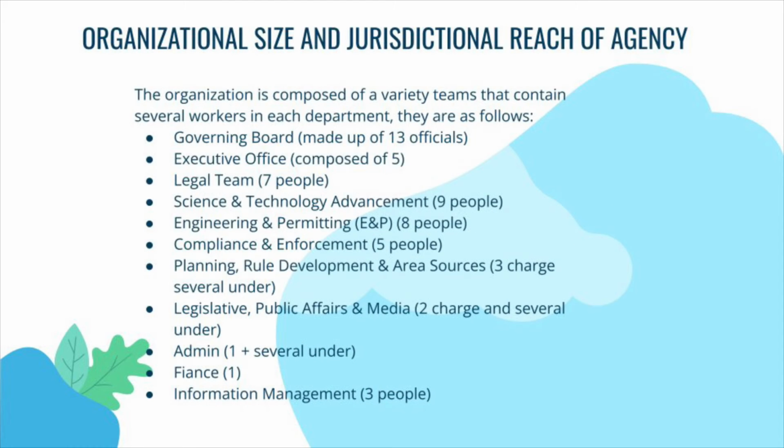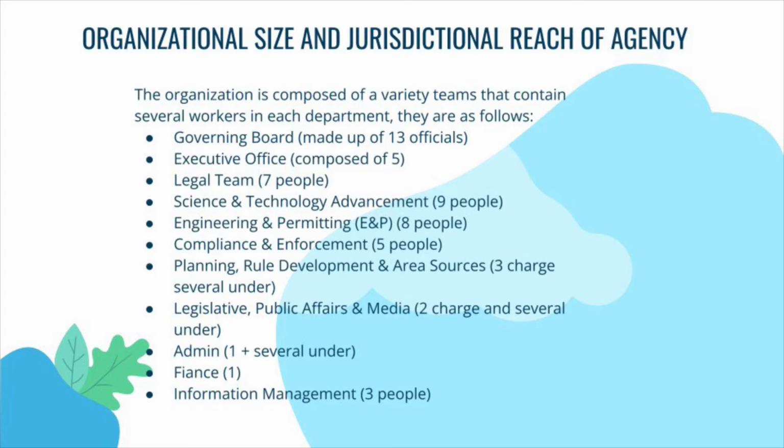So the organizational size and jurisdiction for this agency is quite large. The organization is composed of a variety of teams. Each team contains a lot of subdivisions and sub-workers. Starting at the beginning, there's the governing board that's made up of 13 different officials. The next following is the executive office. The executive office is composed of 5 people, each of them taking into consideration what the other teams uphold and have to say so that they can all make collective decisions and give the correct information to the communities.